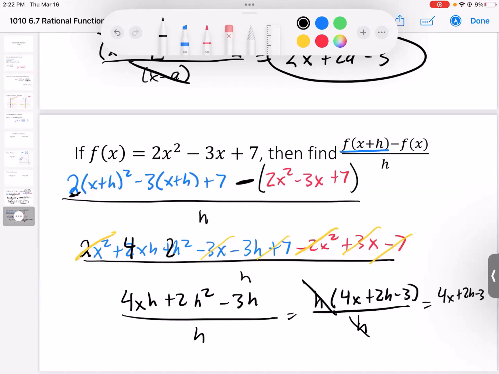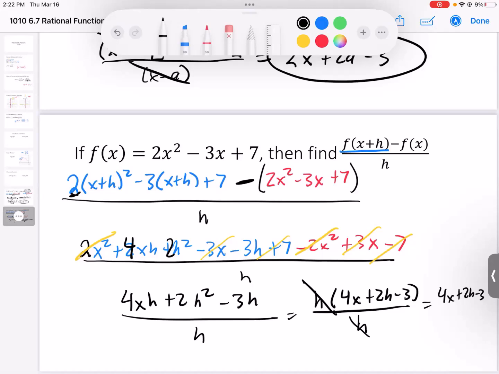Is there anyone in here who's taken calculus before? Okay, well, if you ever do take calculus, if you were to take the derivative of this function, it would equal this as h goes to 0. So as h goes to 0, that basically goes away, and the derivative of that function is 4x minus 3. So that's the last example I wanted to go over. Do you guys have any questions on any of this?